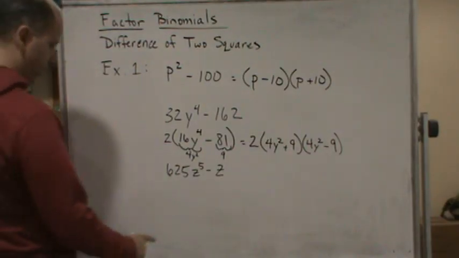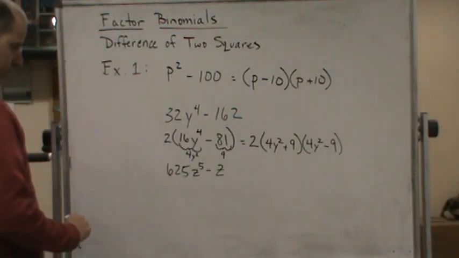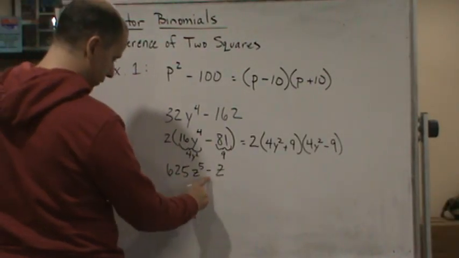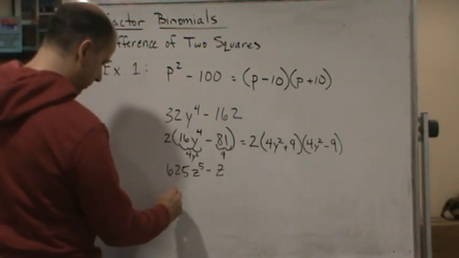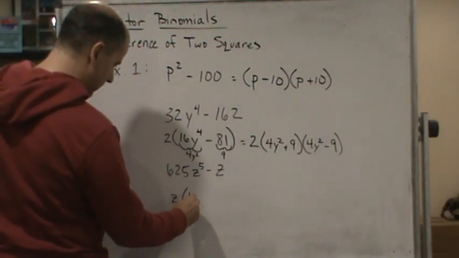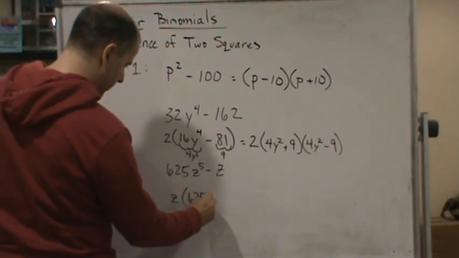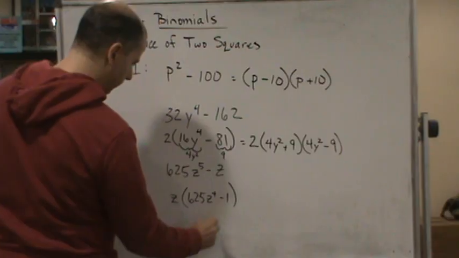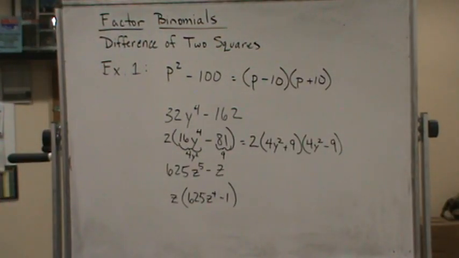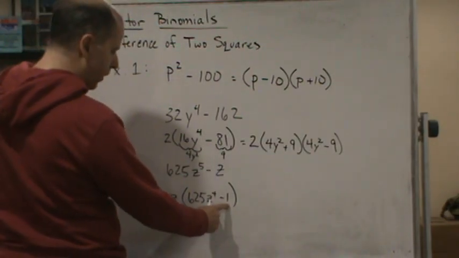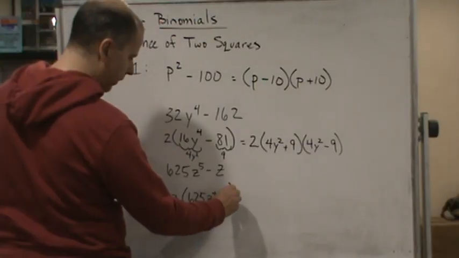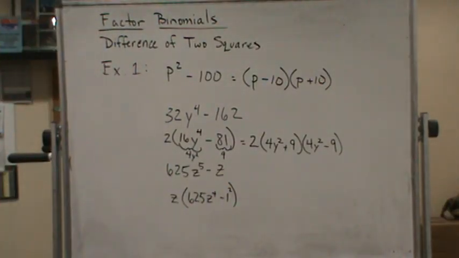And then finally, if we look at this third example here, we've got another common factor. So let's factor out the z. So we get z times 625z to the fourth minus 1. Now, you might think, oh, well, this is not a difference of two squares. But got to be careful because this 1, remember 1 times 1 is 1. So we could put a square here, right? We could treat that as a square because 1 times 1 is 1.